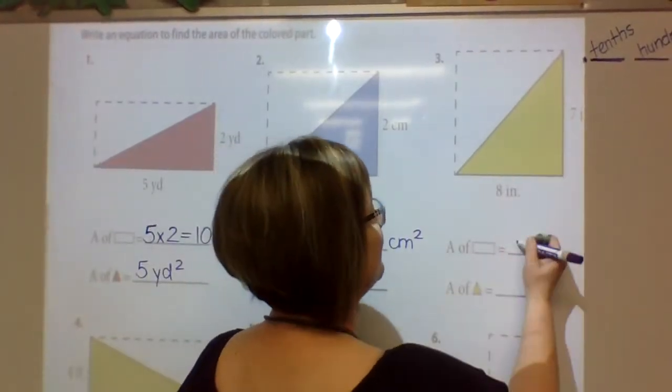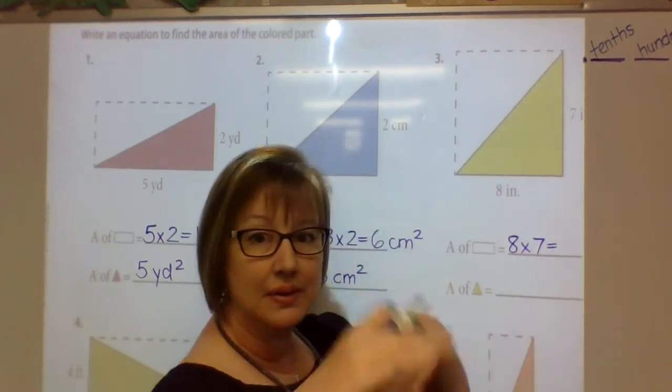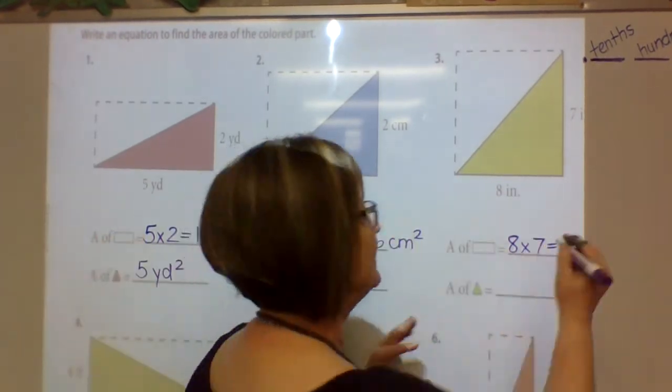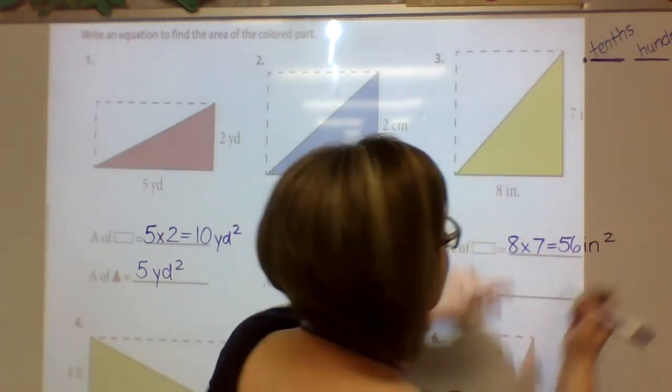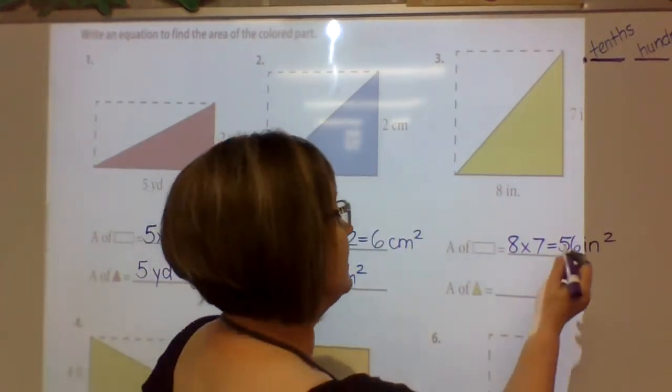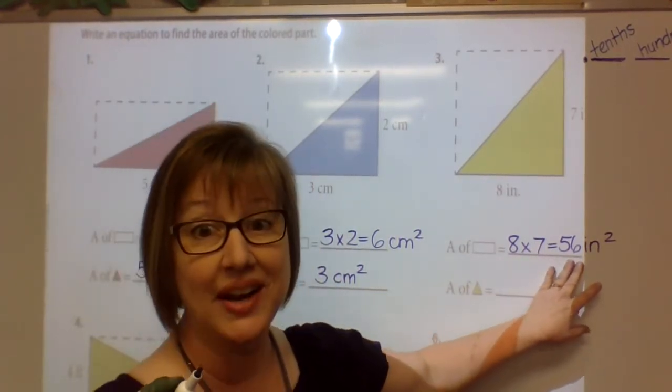Okay, 8 times 7. 8 inches times 7 inches equals 56 square inches. Can you see that, or did it go off the page? There it is. And then half of 56, oh boy. Can you do that one in your head?